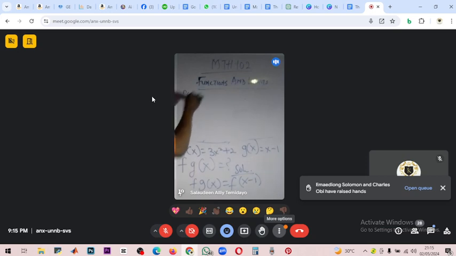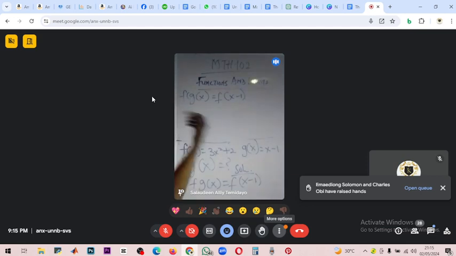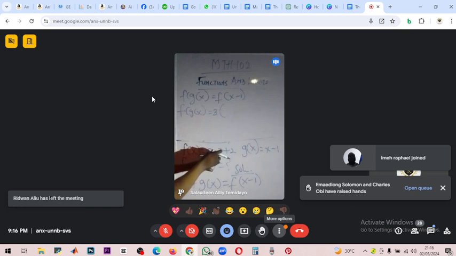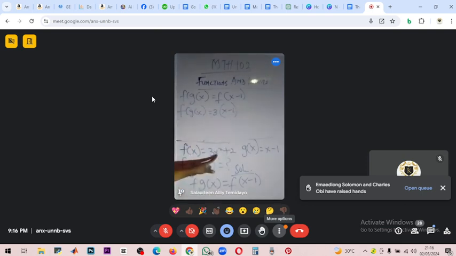I said f of g of x. All right, sir. Means f of, what is g of x? G of x is x minus 1. So I'm now going to enter it. When it was f of 1, I used 1 to represent x. So now f of x minus 1 will be using x minus 1 to represent x. So I can just say f of g of x equals 3 times, instead of writing x, what do I put? X minus 1, plus 2. It's as simple as that.